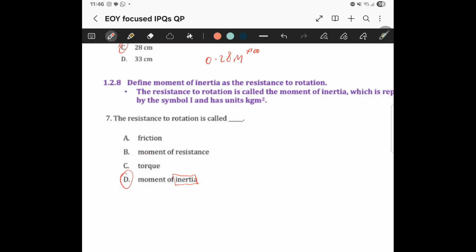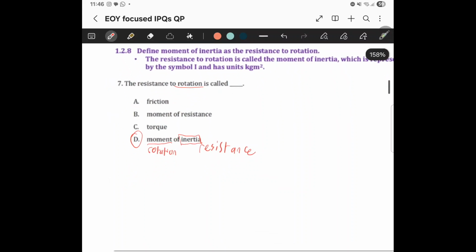That's inertia. If we start talking about rotation, we add the word moment. Moment is rotation. And this word here literally means resistance. Resistance is a Latin word. Very nice. So that's the idea here.